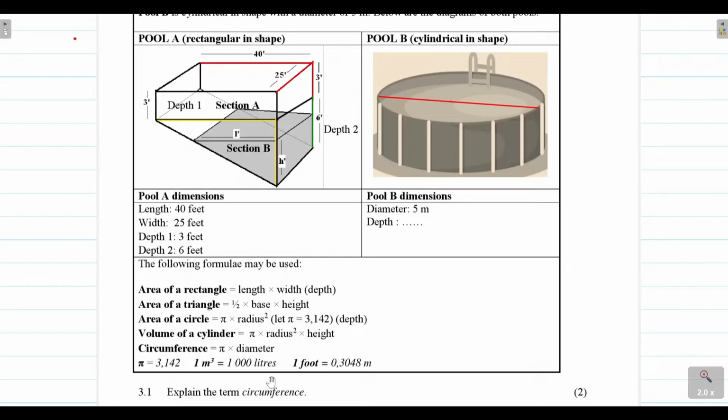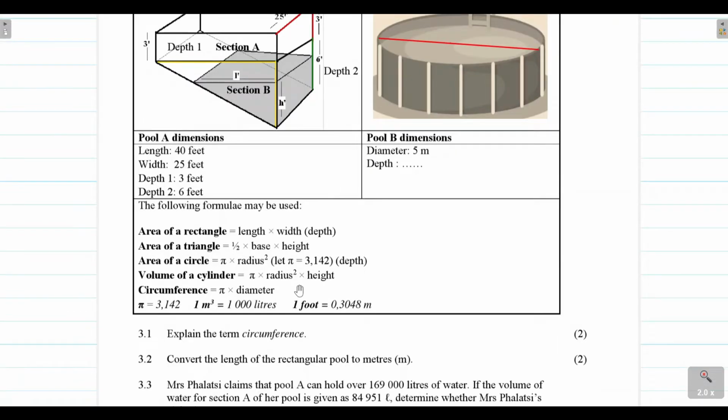How do you calculate the circumference of your circle? To get your circumference, guys, we know that the circumference is basically the outline of our circle. Therefore, the formula to get the circumference is pi times your diameter, right? We're given what pi is equal to. We are told how we can convert from meters cubed to liters. We are told how we can convert from feet to meters. So we're going to use all this information to help us answer the questions that are given to us.